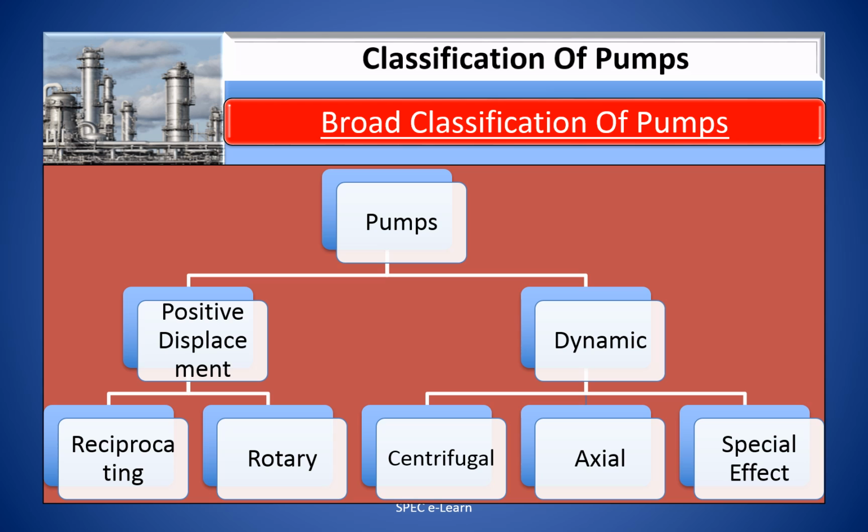This chart shows the broad classification of pumps: positive displacement pumps and dynamic pumps. Positive displacement pumps are further subdivided into reciprocating pumps and rotary pumps. Under dynamic pumps, we have centrifugal pumps, axial flow pumps, and special effect pumps.